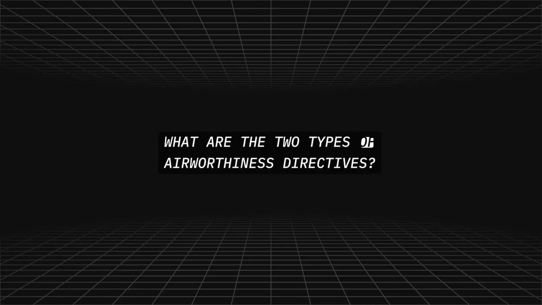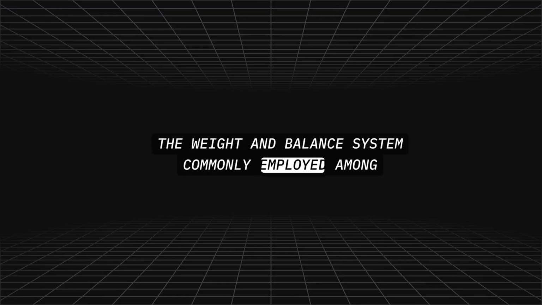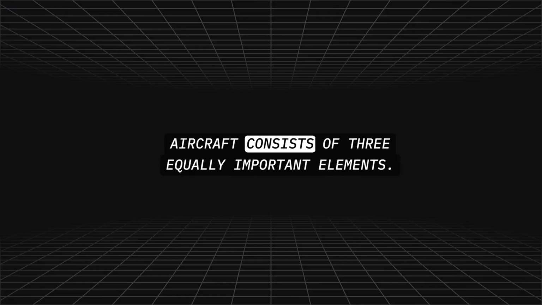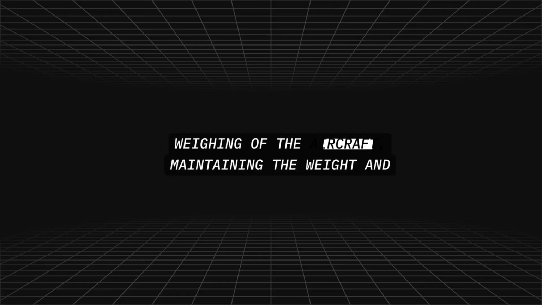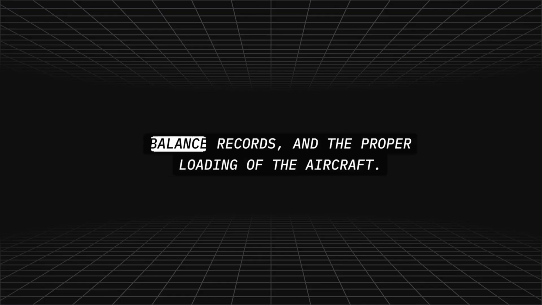What are the two types of airworthiness directives? AD and EAD. The weight and balance system commonly employed among aircraft consists of three equally important elements. What are they? Weighing of the aircraft, maintaining the weight and balance records, and the proper loading of the aircraft.